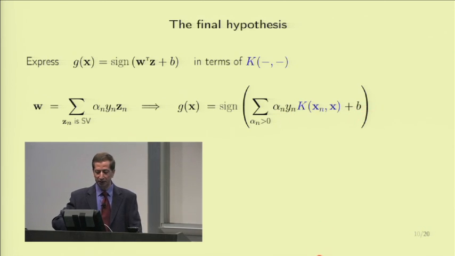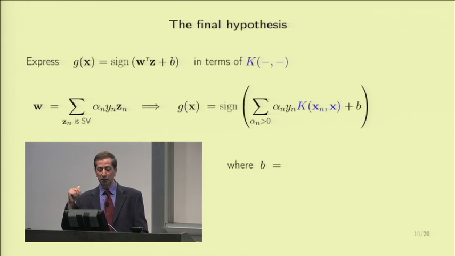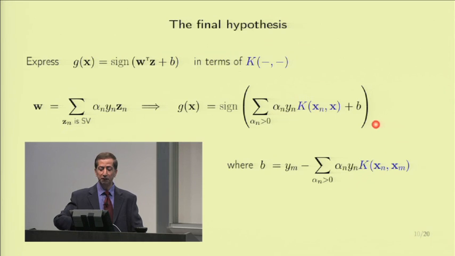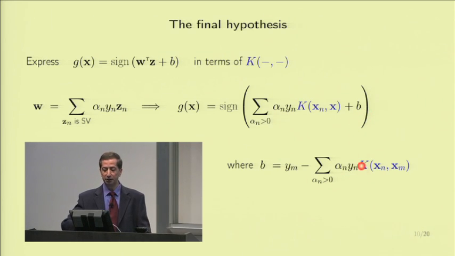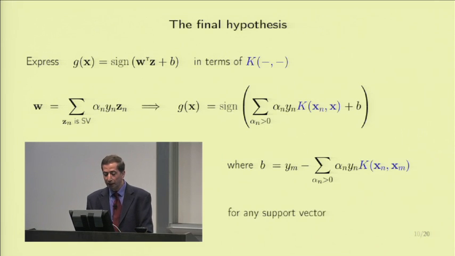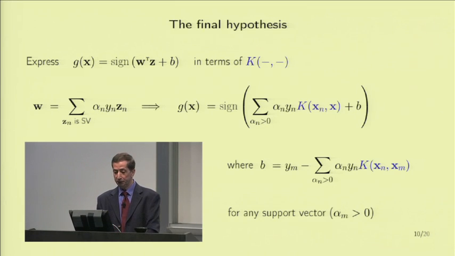And again, plus b is the one that we haven't solved for, but I can solve for it using the other one, and I end up with this equation for it. Take any support vector, small m, and you can identify it by having its alpha being bigger than zero. You plug it in, and you have that, okay? So you have the full definition of your hypothesis, and you get the solution in this form, okay? And this is for any support vector, which is defined by alpha m greater than zero, okay?